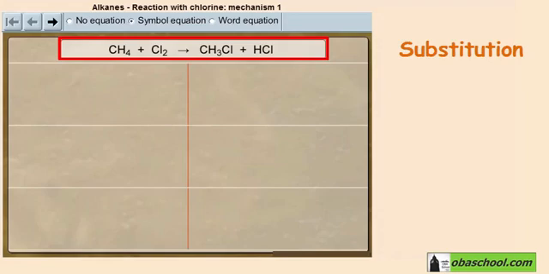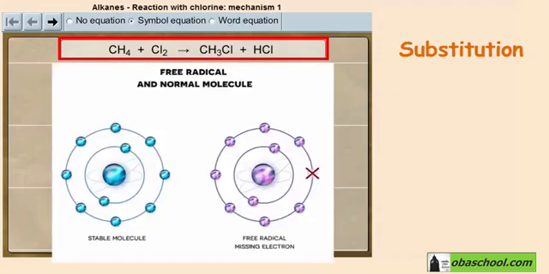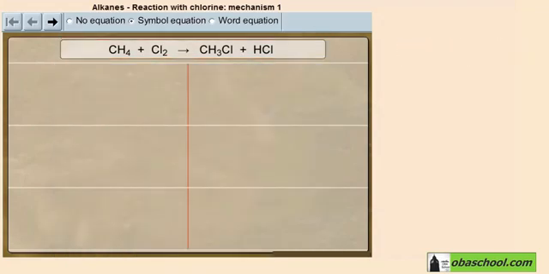This reaction takes place through a free radical mechanism and takes place only in the presence of ultraviolet light. So if there is no ultraviolet light, alkanes and chlorine will not react. The mechanism involves the formation of radicals which are very reactive. Let's study now the steps of this reaction.